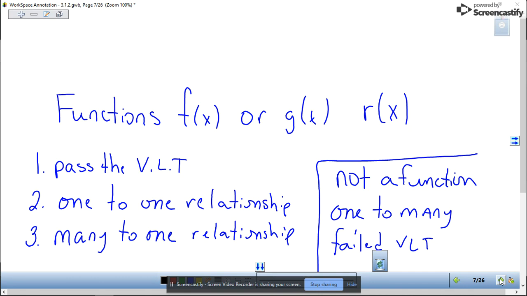It has to pass the vertical line test. In other words, if you draw a vertical line through it and it crosses twice, it doesn't pass. It has to be a one-to-one or a many-to-one relationship.